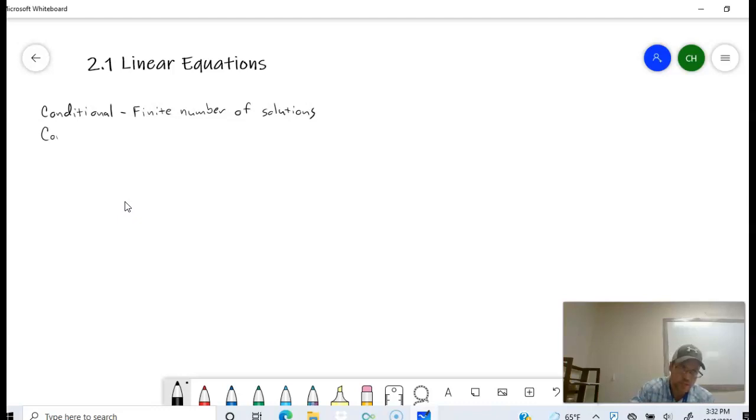A contradiction. Okay, so a contradiction has no solutions. Nothing will work. And we have identities. An identity has an infinite number of solutions. There's not a number that you can create or say that won't work in an identity.